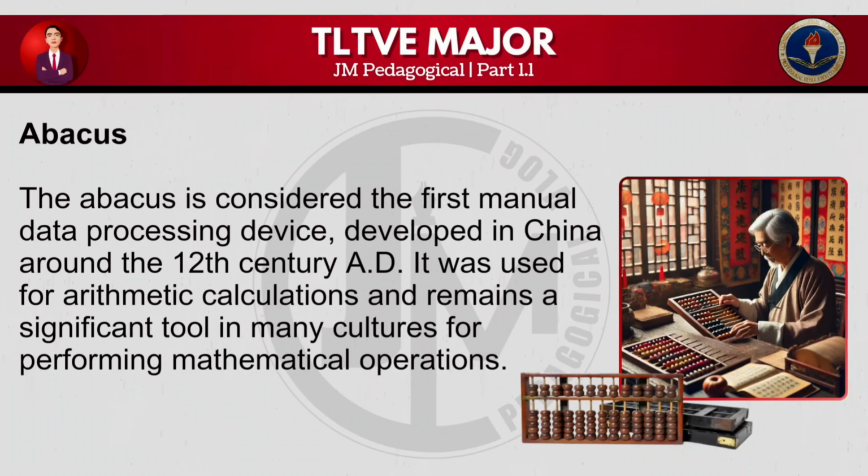The abacus is considered the first manual data processing device developed in China around the 12th century AD. It was used for arithmetic calculations and remains a significant tool in many cultures for performing mathematical operations.